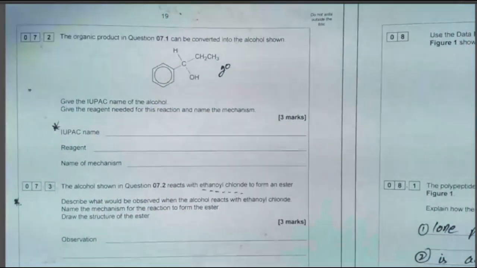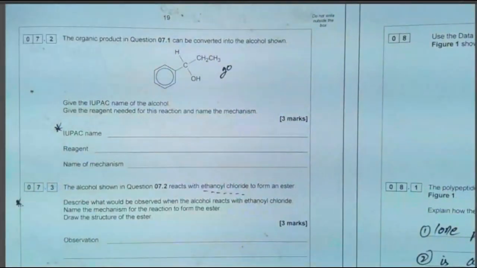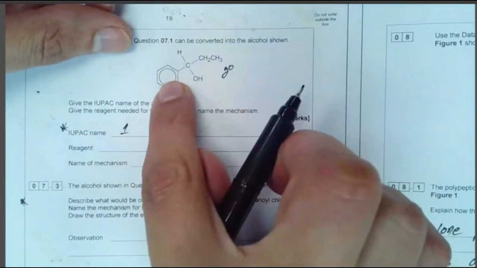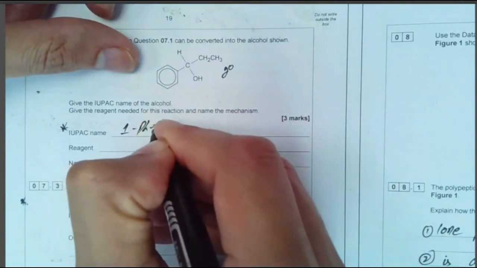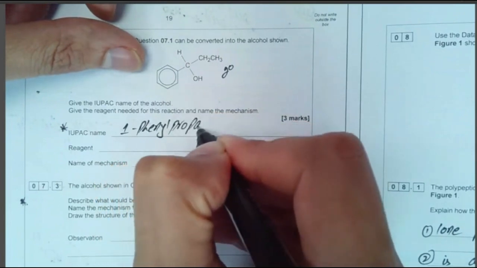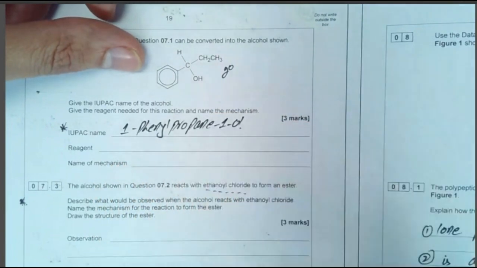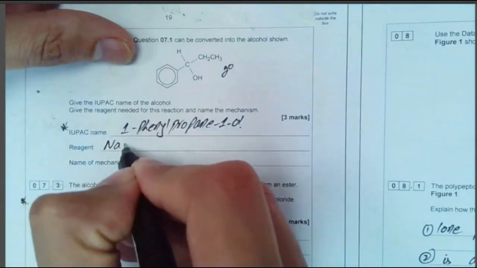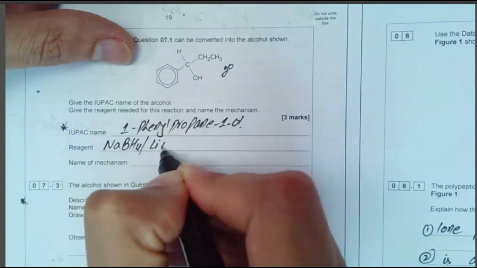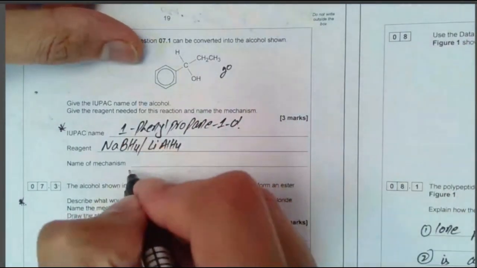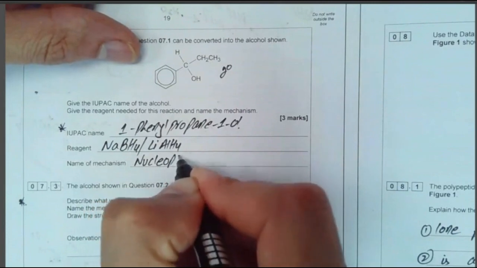It asks us for the name. I did put a star there. I'm being very honest, I didn't know the name; I just learned it today. So it will be 1-phenyl, because on the first carbon atom where you have OH, you have got the ring. So it will be 1-phenyl, and then you will say propan-1-ol. In this case, the reagent will be NaBH4, or you can use LiAlH4. And this is what we call nucleophilic.